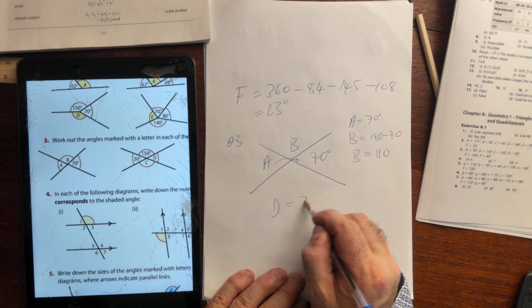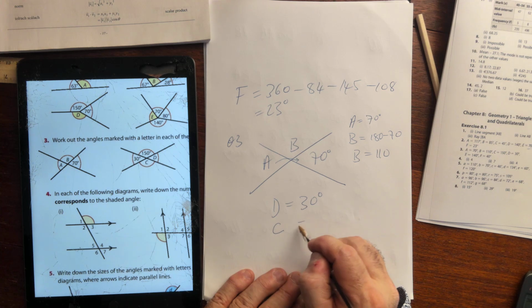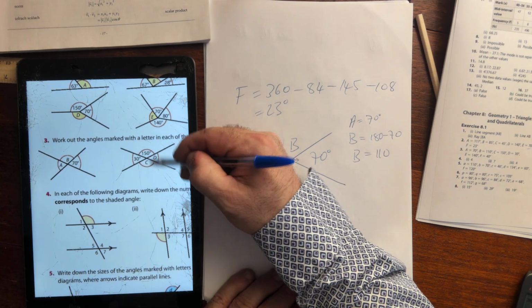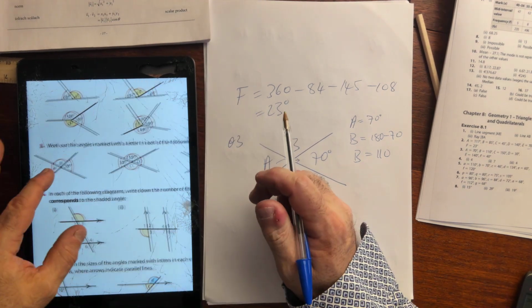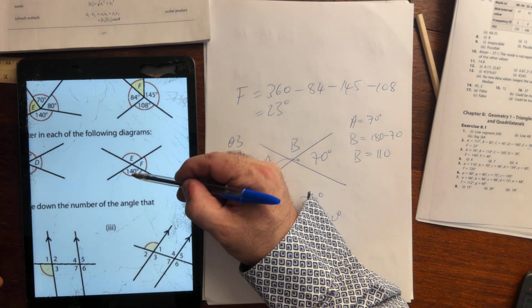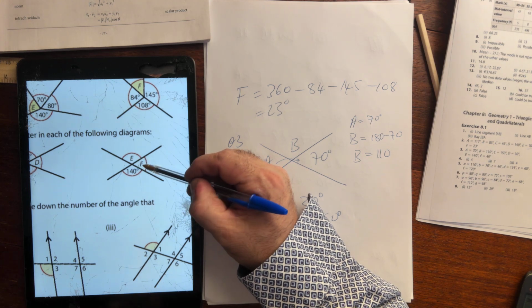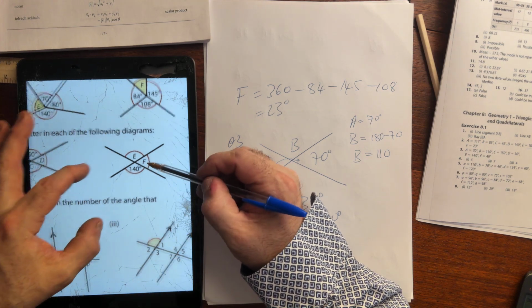Same thing in the next one. So I just say D equals 30 degrees. And actually C equals 150 degrees. We didn't have to do any calculation because we had the two vertically opposites. And I'll just call this one out. E is 140 and F is 40 because it's supplementary, it makes up 180.